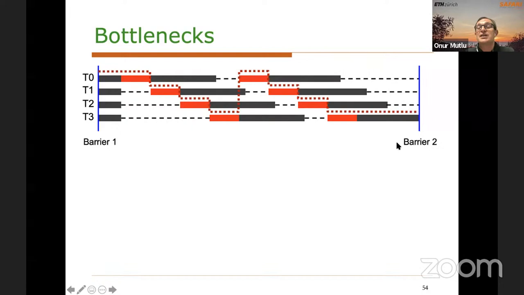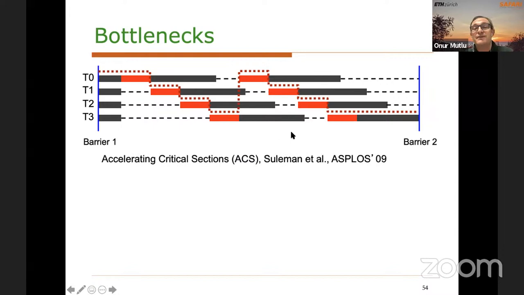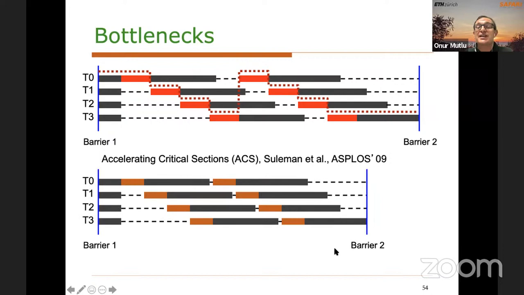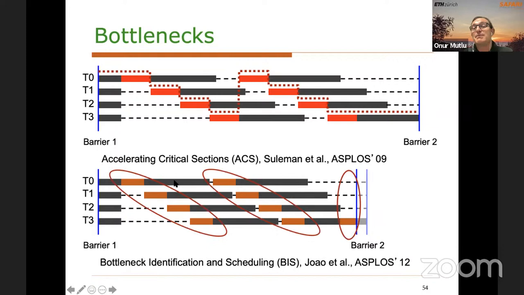Sorry, this is not barriers, this is really critical sections. I was confused by the barrier over here, but as long as you accelerate critical sections, you can accelerate this program, even though you may have barriers over here. This is something that was tackled by accelerated critical sections. BIS, bottleneck identification and scheduling, tackled other things like bottlenecks that are not critical sections as well, right? And we've discussed this.